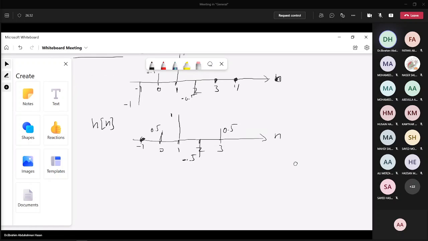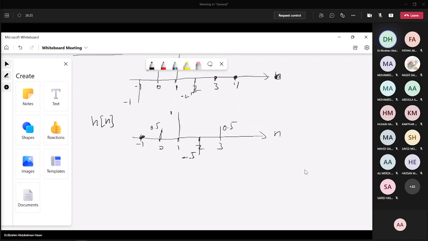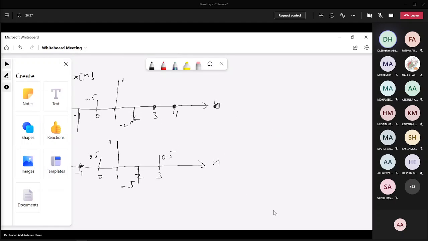So what is required now? We have this system. This is my x of n, and this is my h of n, and I want to find y of n. Okay, I will do it using the formula method.